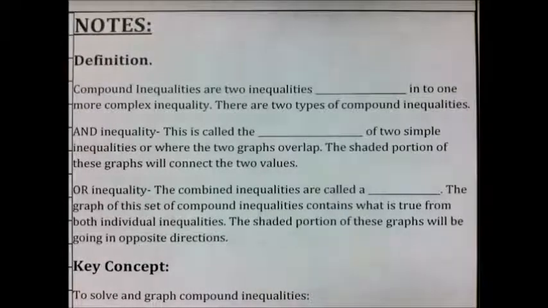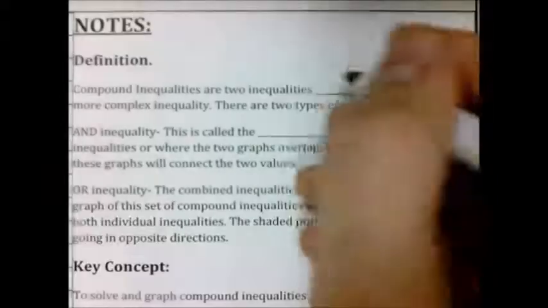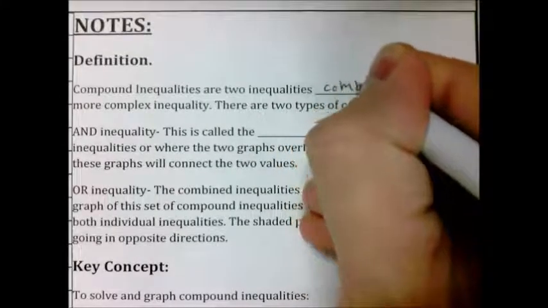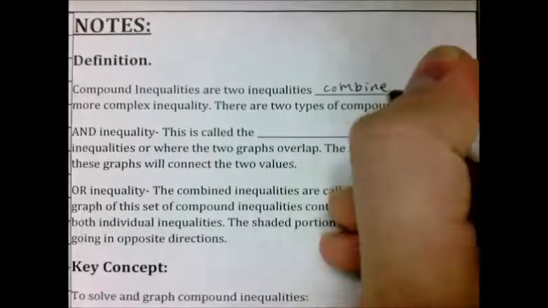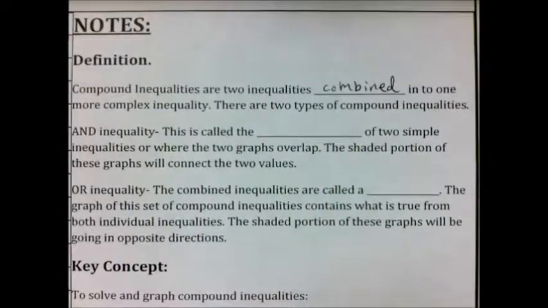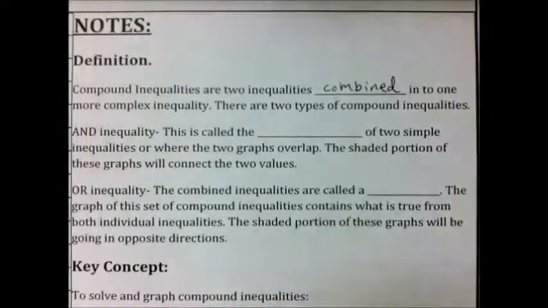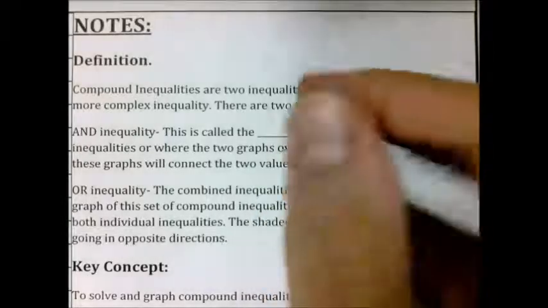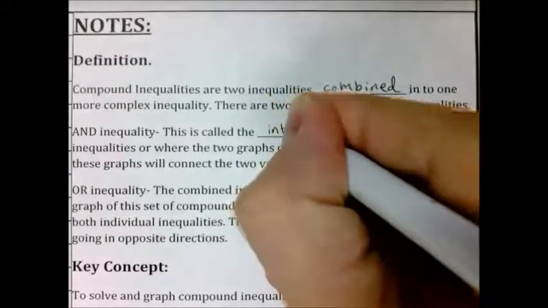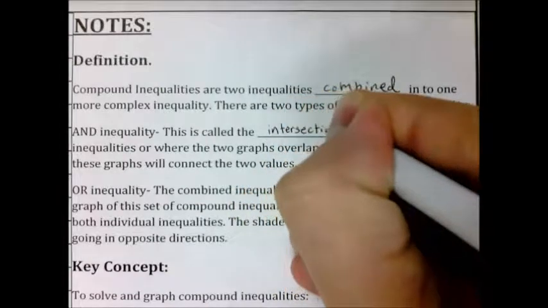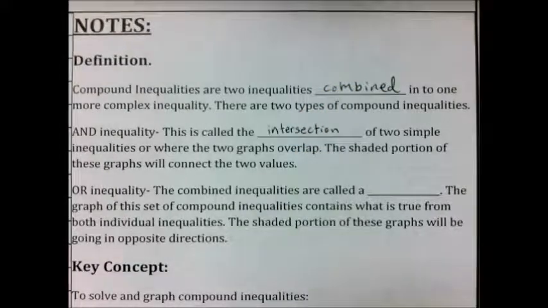All right, so let's first go through some of the definitions. First, a compound inequality is two inequalities combined into one more complex inequality. And there are two types of compound inequalities. The first one we're going to call an and inequality. This is called the intersection. What intersection means is that's where two simple inequalities, or where their two graphs, overlap. It's the intersection of both of those graphs.